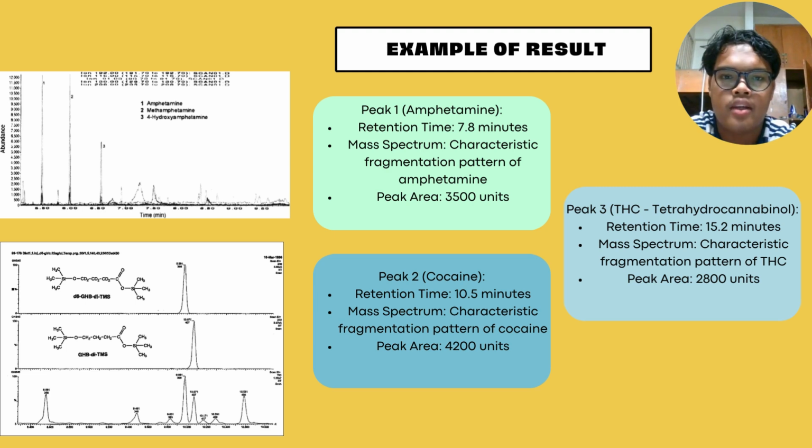Peak 1. Amphetamine. Retention time 7.8 minutes. Mass spectrum: characteristic fragmentation patterns of amphetamine. Peak area 3,500 units. Peak 2. Cocaine. Retention time 10.5 minutes. Mass spectrum: characteristic fragmentation pattern of cocaine. Peak area 4,200 units. Peak 3. THC, tetrahydrocannabinol. Retention time 50.2 minutes. Mass spectrum: characteristic fragmentation pattern of THC. Peak area 2,800 units.